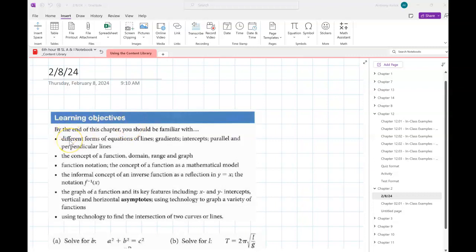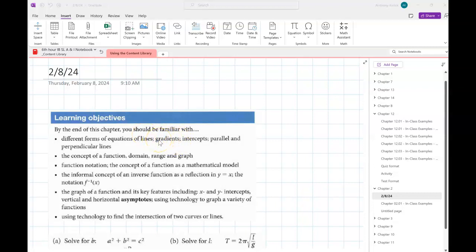Learning objectives: different forms of equations of lines. What are the different forms? That's slope-intercept, yep. There's point slope, like y minus y1 equals m times x minus x1. Standard form is the other: Ax plus By equals C. And then there's vertical line, x equals k, and horizontal line, like y equals k. Things you already know.